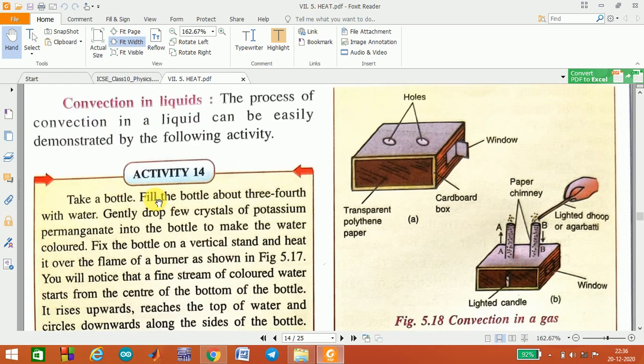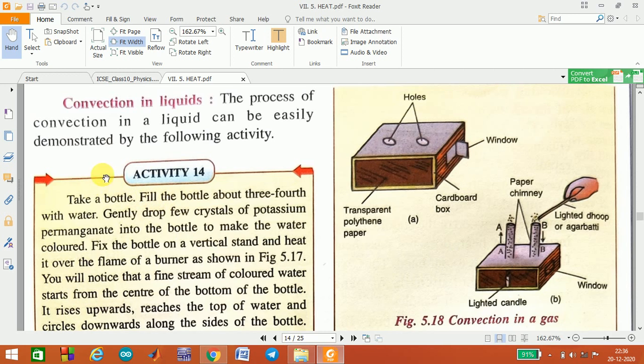Okay, so this is the figure. In this activity, what you have to do? Take a rectangular cardboard box, cut the longer side, and then cover it with a transparent polythene paper. Then keep this side of the box upward facing towards you. Then cut a window on the other side of the box as shown in the figure.